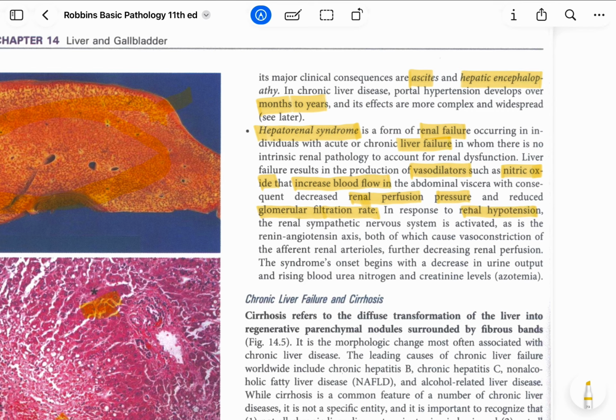In response to renal hypotension, the renal sympathetic nervous system is activated, as is the renin-angiotensin axis, both of which cause vasoconstriction of the efferent renal arterioles, further decreasing renal perfusion. The syndrome's onset begins with a decrease in urine output and rising blood urea nitrogen and creatinine levels, which is termed azotemia. So this is what's happening in acute liver failure. Now we'll see what happens in chronic liver failure.